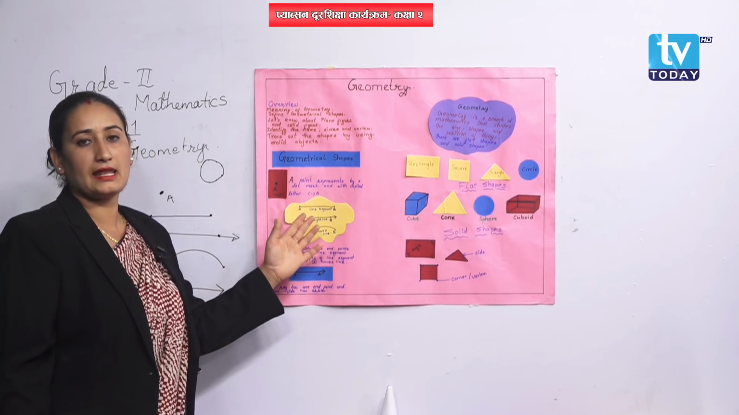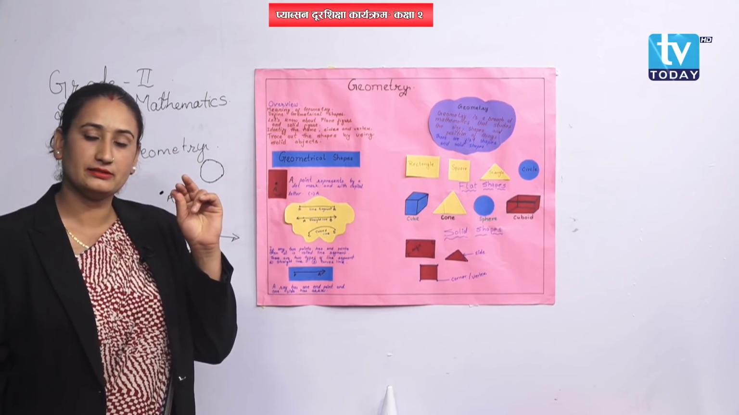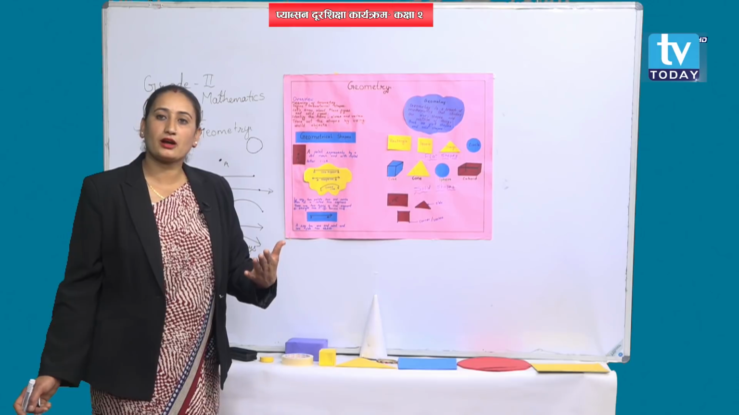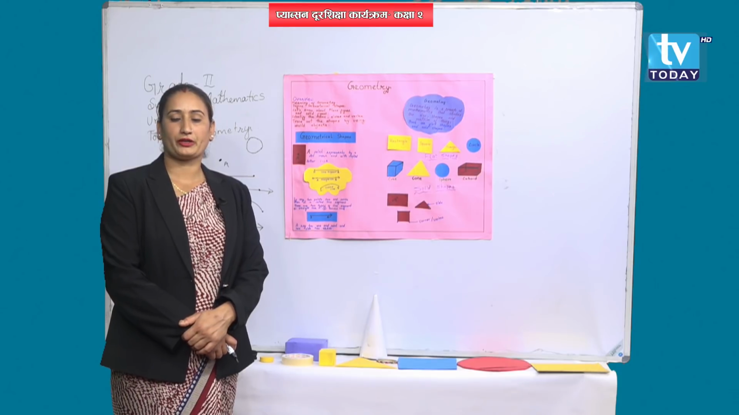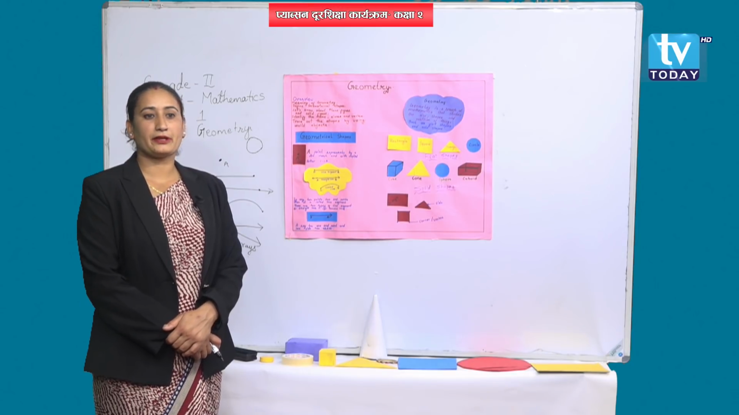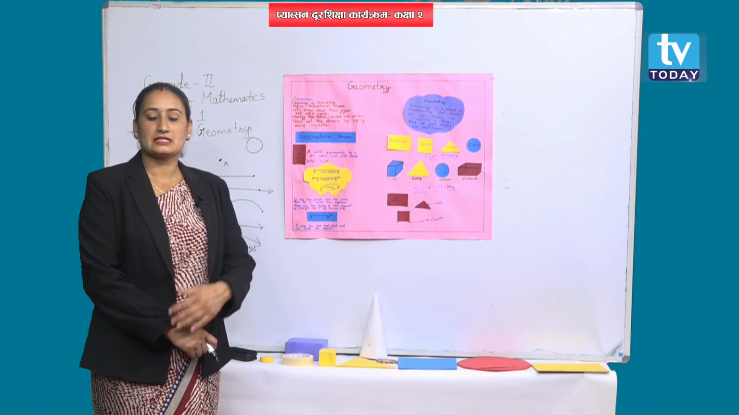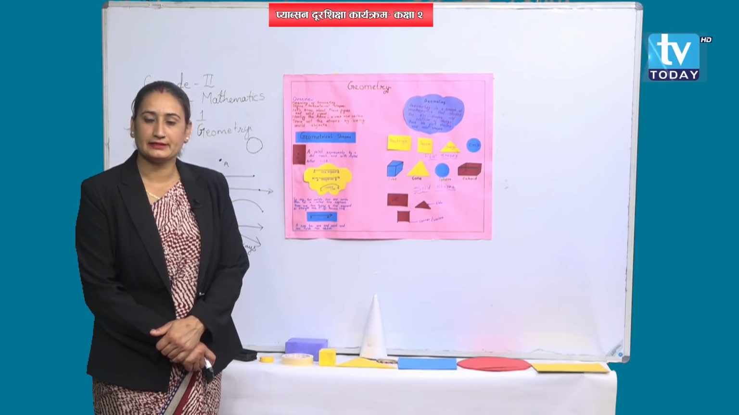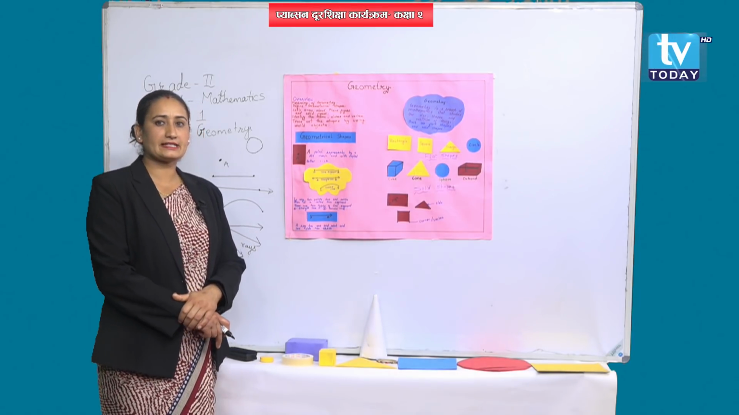We have done line segment, straight line. There are two types of line. What are they? They are straight line and curved line. Then what have we learned? Okay, we have learned rays. Rays mean coming from the sun and spreading all over the world. It's called rays.